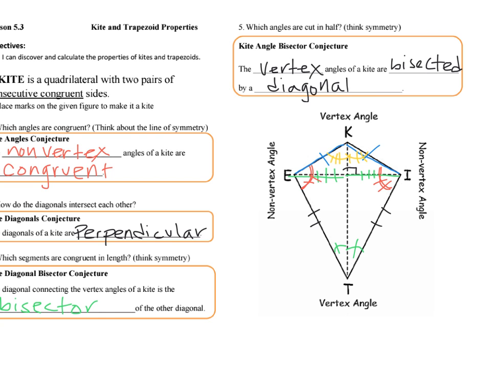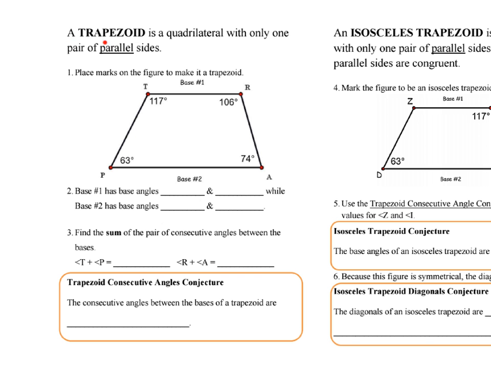Now we're going to move on and look at trapezoids. A trapezoid is a quadrilateral with only one pair of parallel sides. Place marks on the figure to make it a trapezoid. So take a moment right now and put all necessary marks on this figure to make it a trapezoid. Alright, so hopefully you added the arrows like I did. That shows that these two line segments are parallel to each other. Base number 1 has base angles, so this is base number 1, so it has base angles T and R. Base number 2, right here, has base angles P and A.